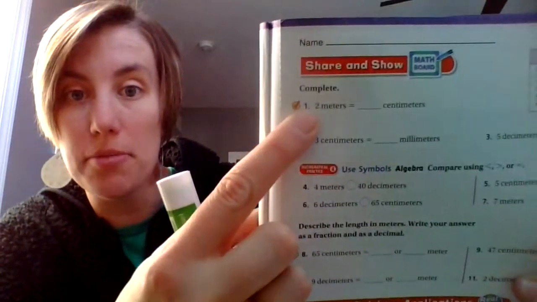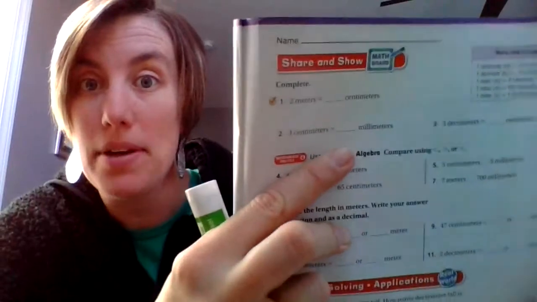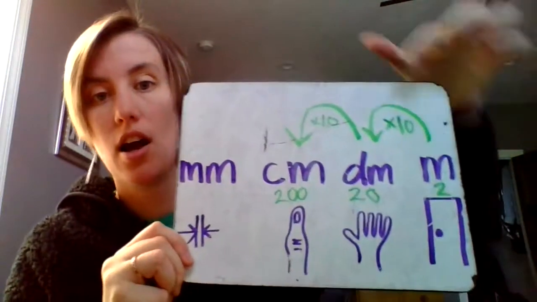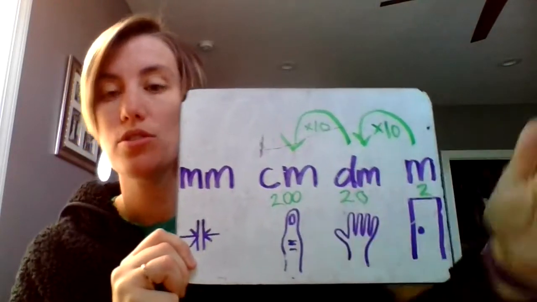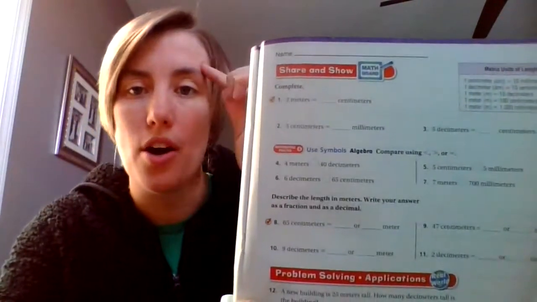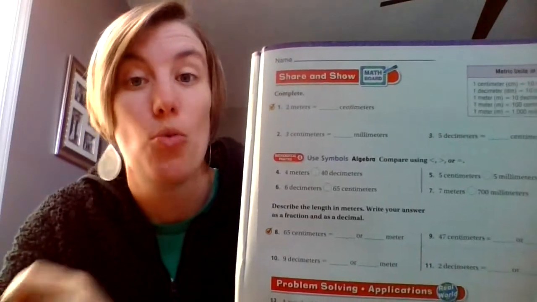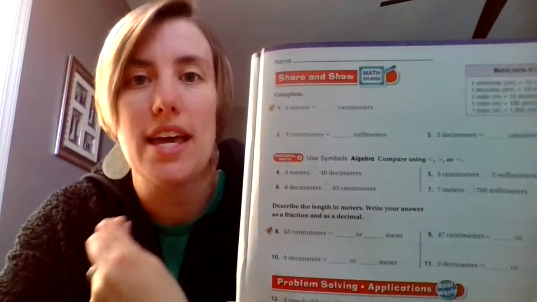So here on number 1, 2 meters is the same as how many centimeters? Again, we're making 2 hops, hop, hop, from the 2 to the 200. So we're going to write a 200 there on that line. And the reason that we can do that is because we know that from meters, you have decimeter and then centimeter. We know that that is the order. And so because we know that, we can put the right amount of zeros there.